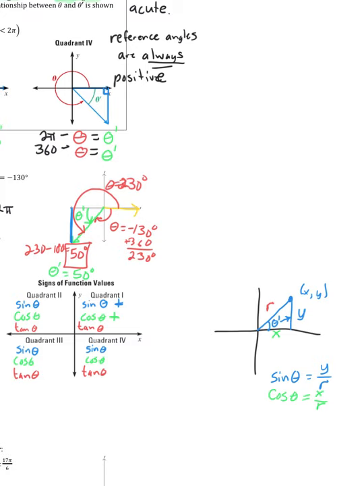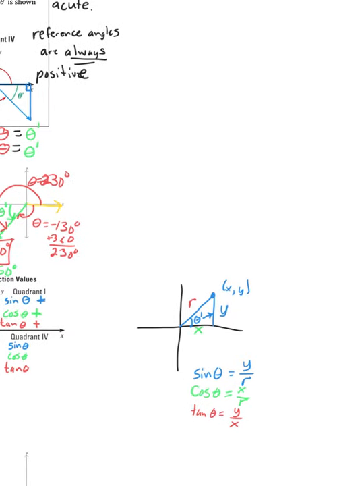If I'm doing tangent in quadrant 1, I'm doing positive y divided by positive x. So tangent is going to be a positive number in quadrant 1. Basically, I'm just using these trig functions to determine whether my value is going to be positive or negative in that quadrant. That's what quadrant 1 looks like there.